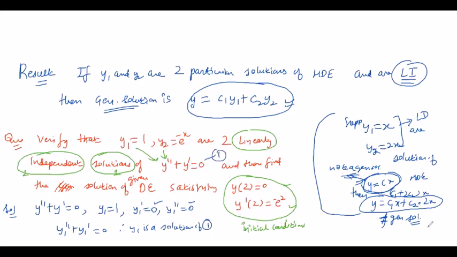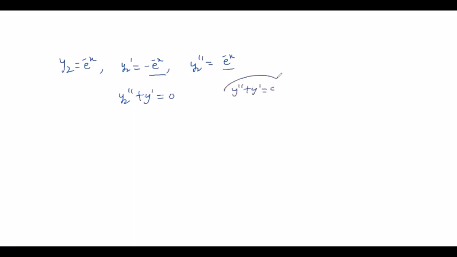Similarly, we are going to verify y2. y2 is e raised to power minus x. Its first derivative is minus e raised to power minus x. Its second order derivative is again e raised to power minus x. So if you add the first order and second order derivative, that turns out to be 0, right? And that is our differential equation. So clearly y2 is also a solution of the given differential equation. So we got their solutions.